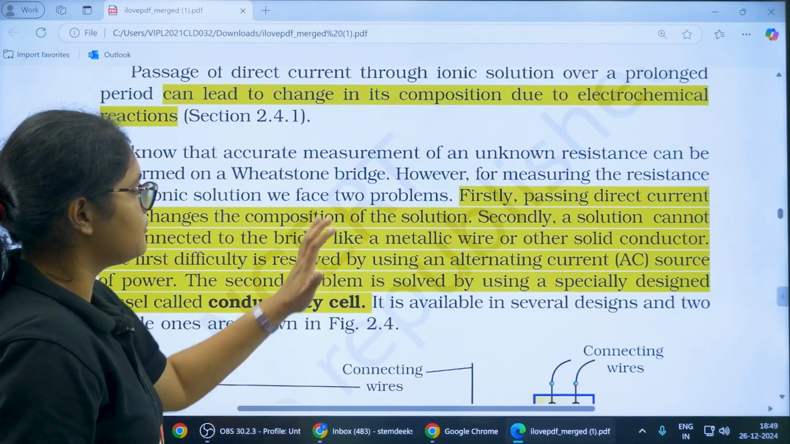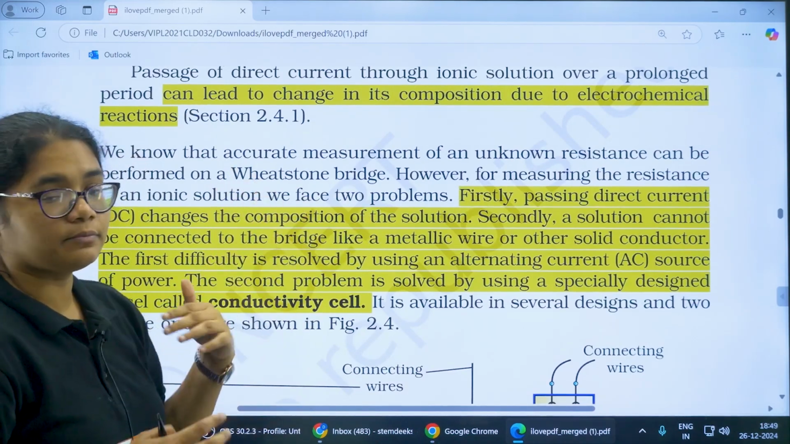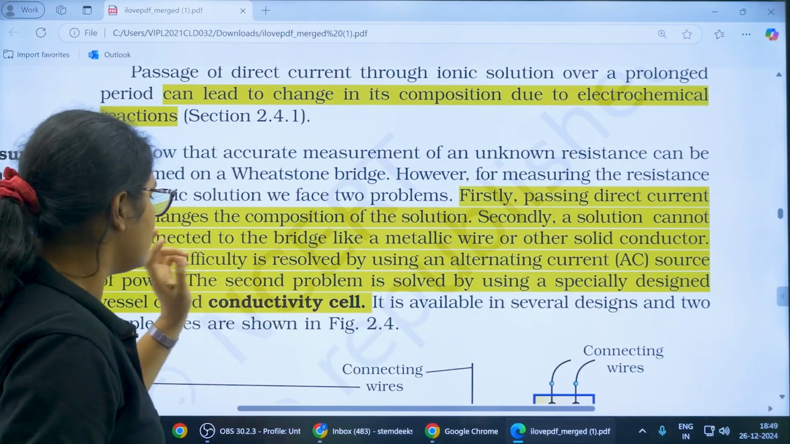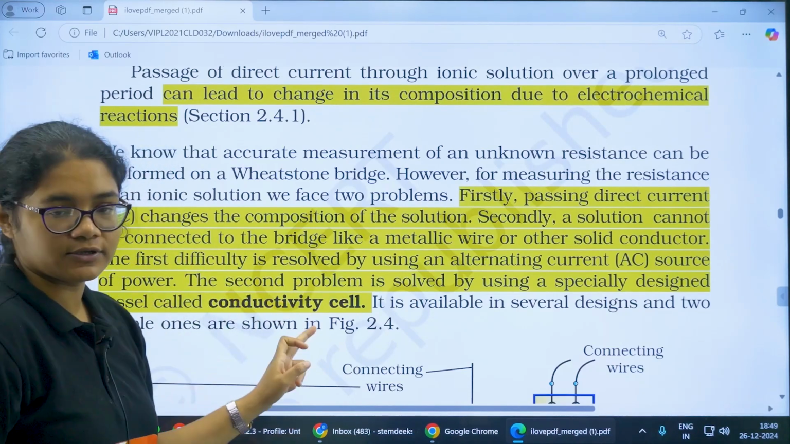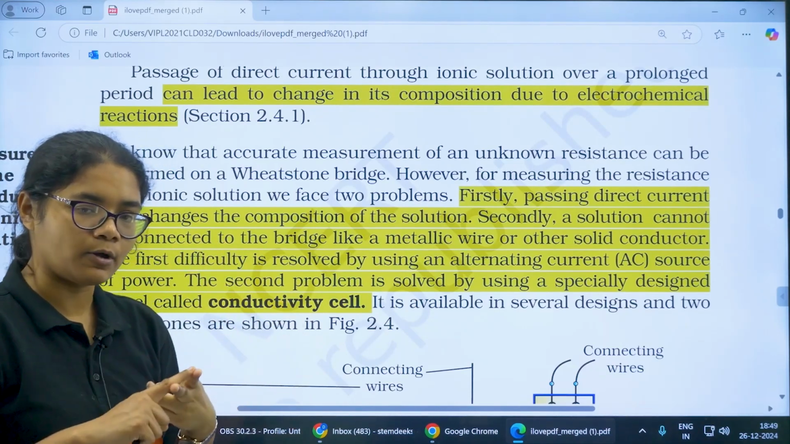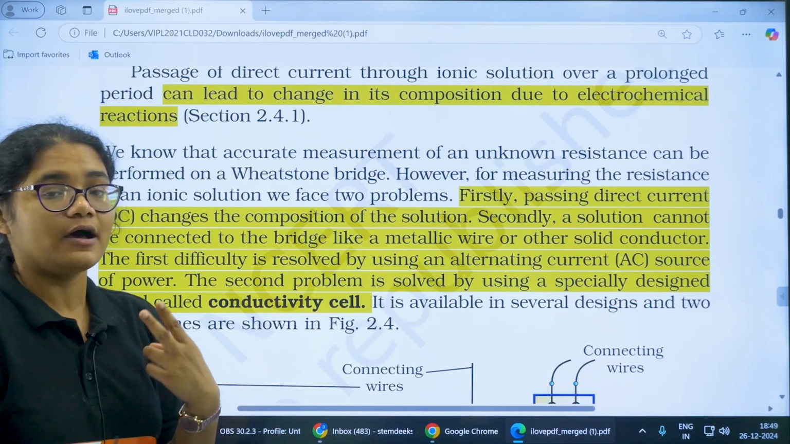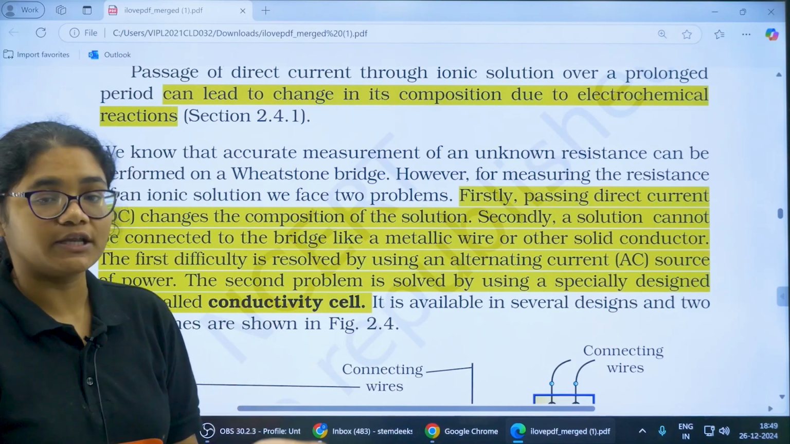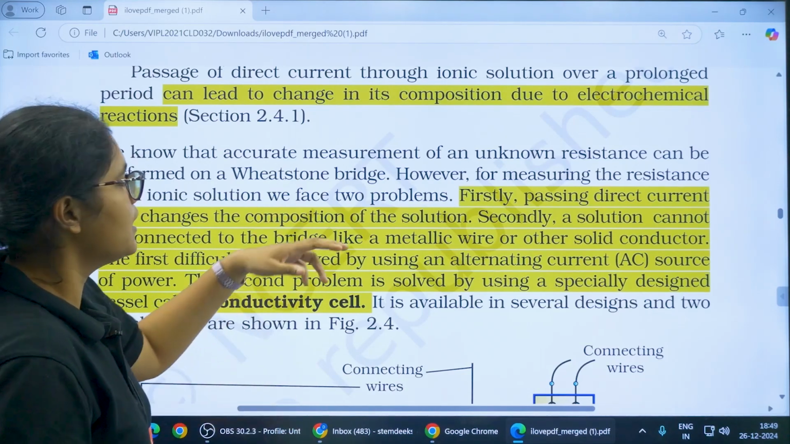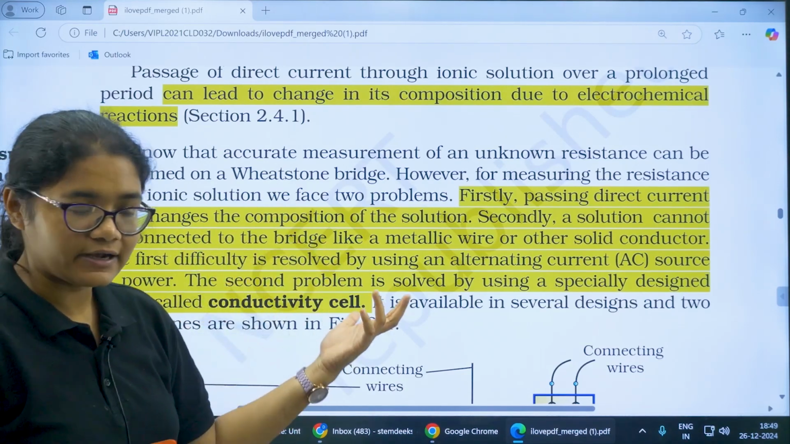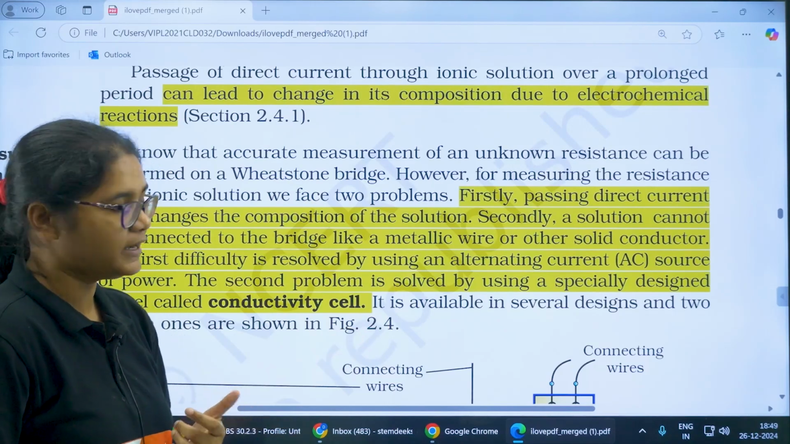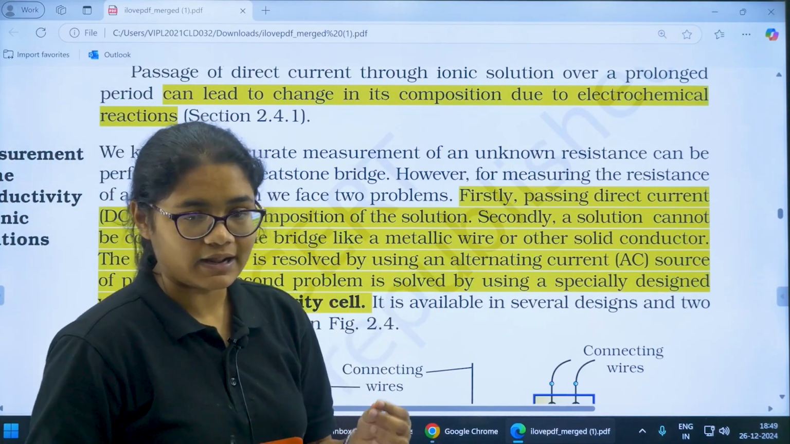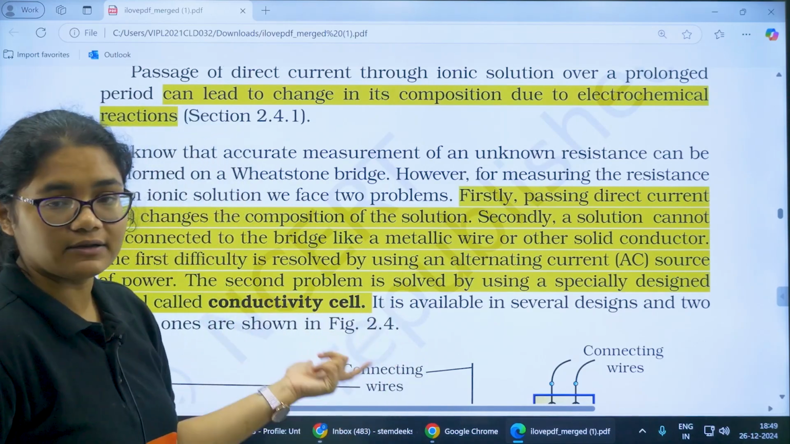What are the problems for which we cannot use a Wheatstone bridge to measure ionic conductance? There are 2 problems, and after the 2 problems, the 2 solutions are also given. So you should know these 4 things: the 2 problems of using a Wheatstone bridge to measure the conductivity of an electrolytic cell, and the 2 solutions. The first is that it is not possible to use DC current, so the solution is to pass AC current. The second is that a solution cannot be connected to the bridge like a metal wire, and the solution for this is using a conductivity cell.